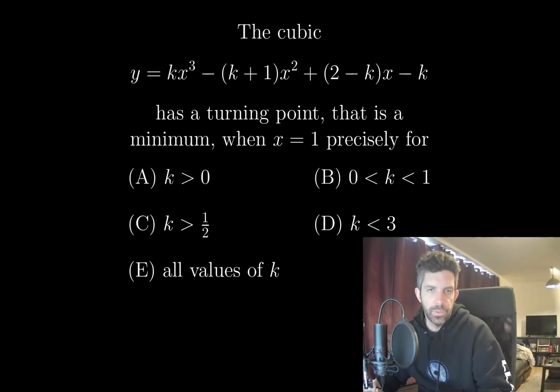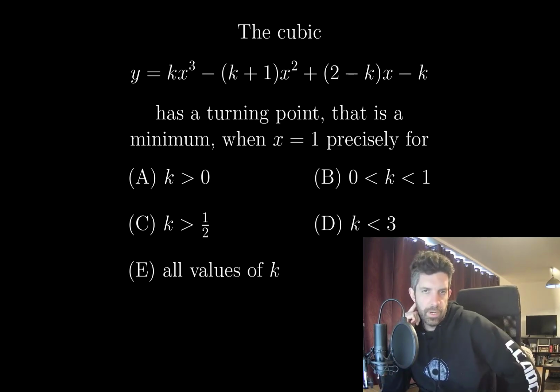The cubic y is equal to kx cubed minus (k plus 1)x squared plus (2 minus k)x minus k has a turning point that is a minimum when x is equal to 1 for precisely one of these options for k.